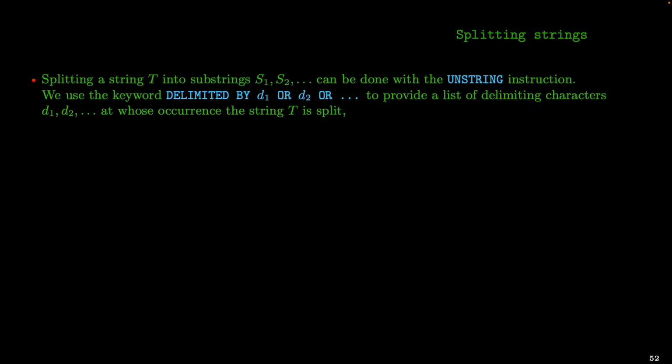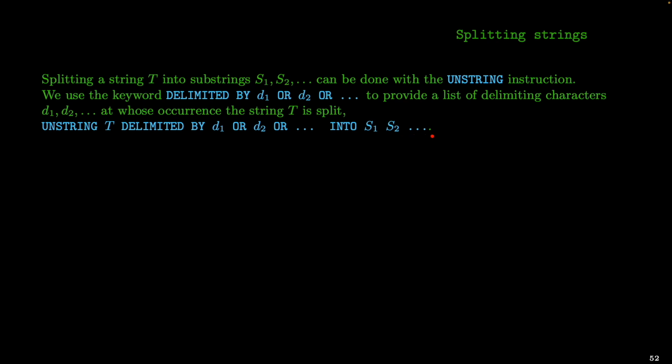We can also split a string into substrings. So given a string T, we can split it into substrings S1, S2, and so on, using the unstring instruction. And we can use the keyword delimited by D1 or D2 or and so on to give a list of delimiting characters, D1, D2, and so on, at whose occurrence we split the string. So think of punctuation signs or spaces or bars or something like that. This would look like this: unstring T delimited by D1 or D2 or into S1, S2, and so on.